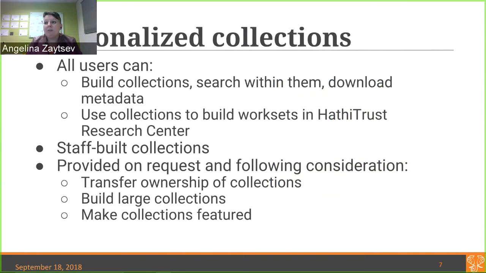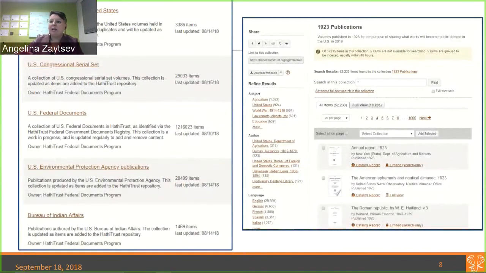In addition, we have staff-built collections that our HathiTrust staff have built for various purposes. On the screen, on the left side, we have a few of the collections that have been built by the HathiTrust Federal Documents Program. So they're interested in bringing together, collecting various sets of U.S. federal government documents. On the right side is another example of a staff-built collection. This is a 1923 publications collection.